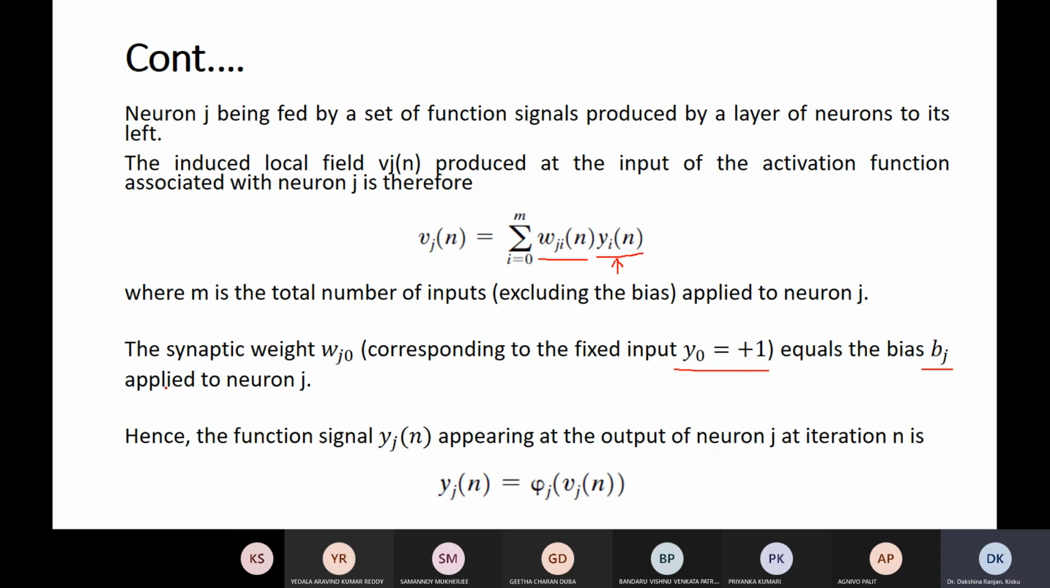Now the function signal yjn which appears at the output of neuron j, at iteration n. So if we consider that n is the iteration, then this functional signal yjn which appears at the output of neuron j is yjn equals phi j of vjn. So in terms of the induced input, we can compute the nonlinear transformation by applying this phi j activation function, and this will give us the output functional signal yjn.